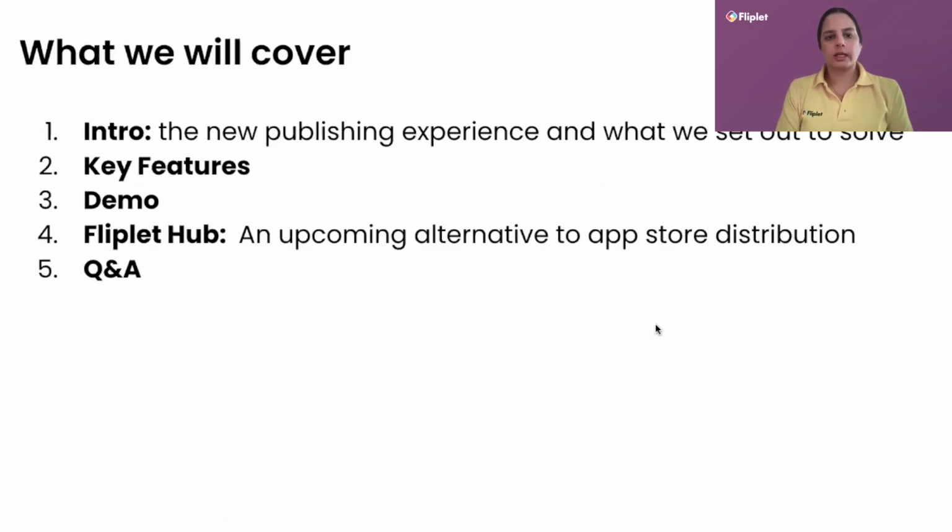So today, what are we going to cover? We're going to give you a little bit of an introduction to our publishing experience and really some of the key pain points that we have set out to solve. I'll give you a little bit of an overview of some of those new key features. We'll give you a slightly different demo, highlighting some of those key features and changes we've made. So we won't do a full end-to-end use case, but we'll highlight some of the things that are important for you to know. We'll also give you a bit of an update on a new alternative publishing method called Fliplet Hub. And then if we have any time at the end, we'll take some questions and answers.